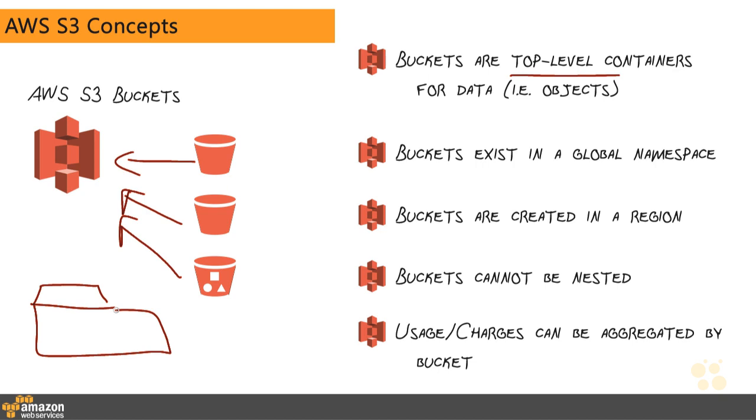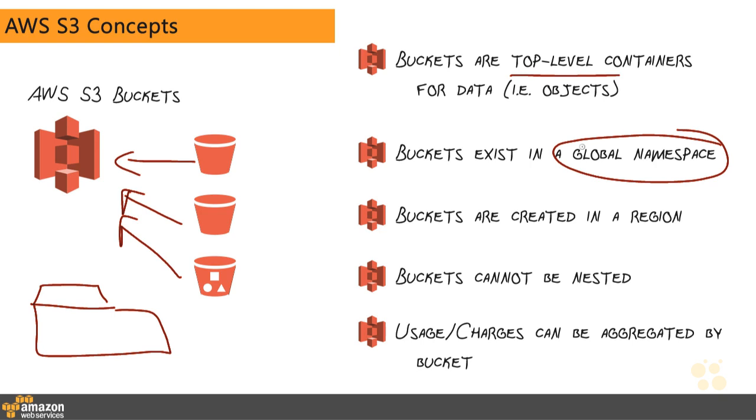Buckets exist in a global namespace. This is really important because it's not a namespace that's unique to your S3 service or your account, but it's globally unique. So every bucket name, and you have to give your buckets a name, has to be globally unique. You can't use something obvious like my bucket because somewhere out there, somewhere in the world, someone already has my bucket. Your bucket name has to be completely unique.